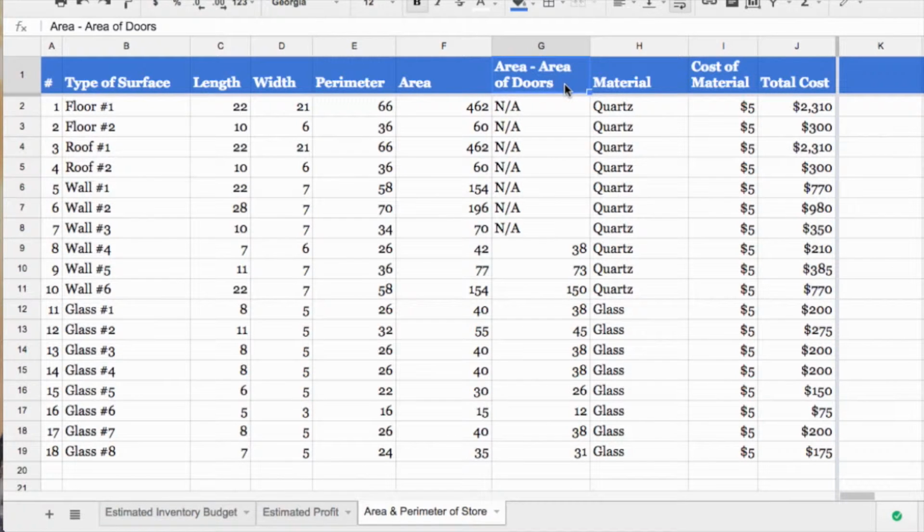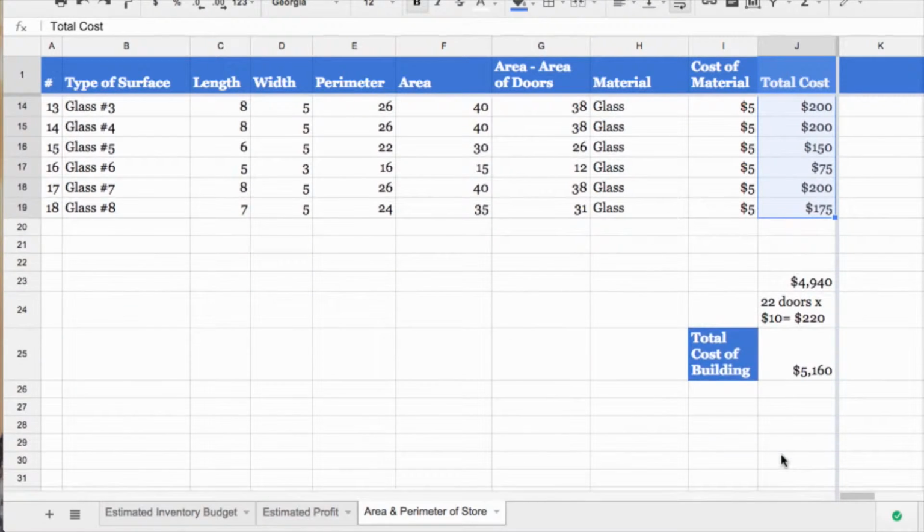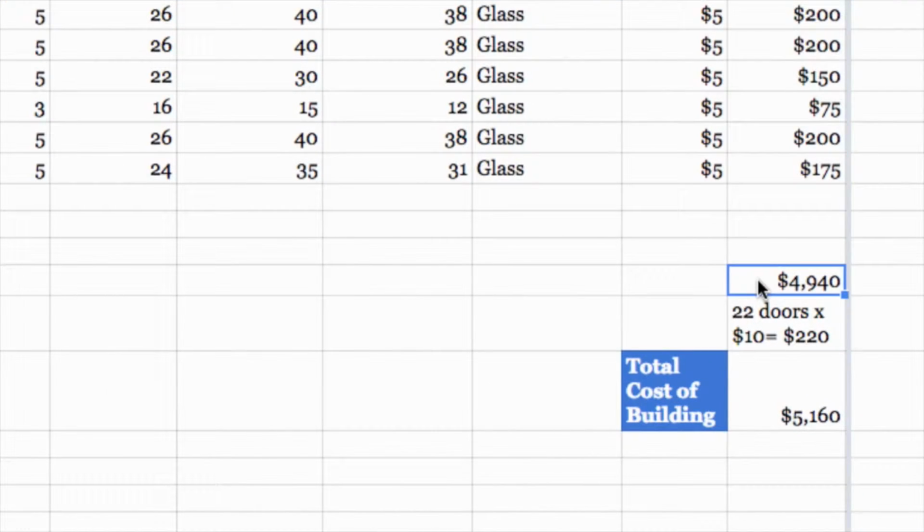It is important to note that if a wall has doors, students should subtract the area of the door from the area of the wall when trying to figure out the price. The cost of all the walls, floors, and ceilings was $4,940. I then included the cost of the doors, which were $10 each. So the total cost of the building was $5,160.